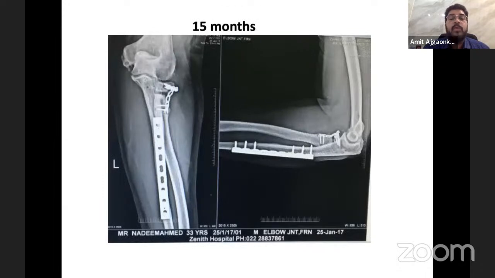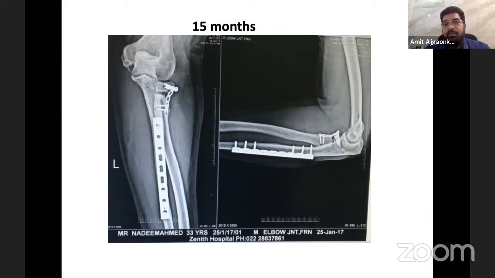And 15 months later, look what happens. There is a gap nonunion in the radial head, but the radial head has served its purpose of treating your ligament laxity and the ligament suture. So radial head gets you a stable elbow, wherein the mobility might be less, but the elbow is stable.